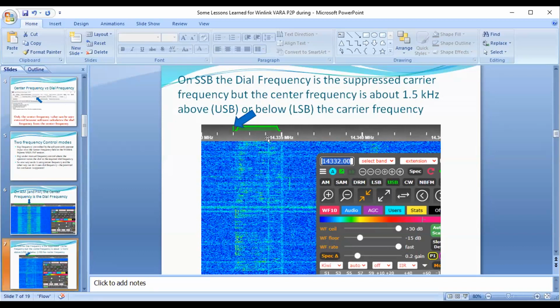This is a 20-meter ham signal showing here. And the blue arrow, once again, is pointing to the dial frequency of 14,332 kilohertz. But you see, the signal is above that, but not below that. And so the center frequency would be roughly right in the middle here, roughly 1.5 kilohertz above the dial frequency, where I'm using my cursor to point it out.